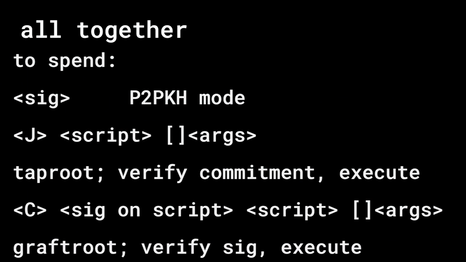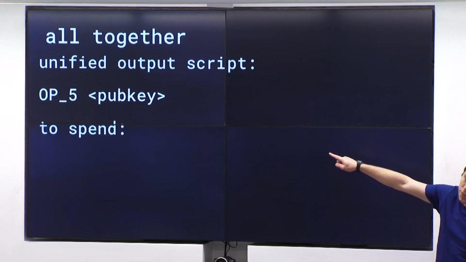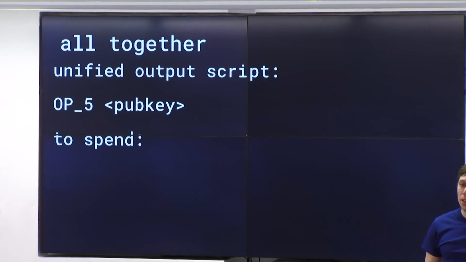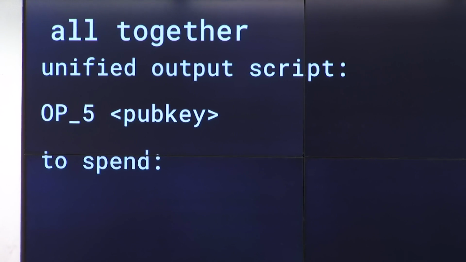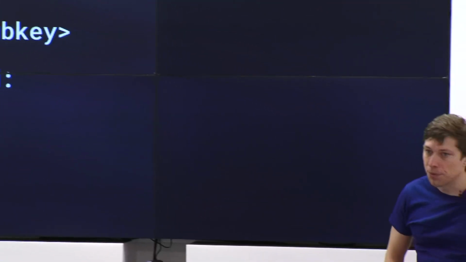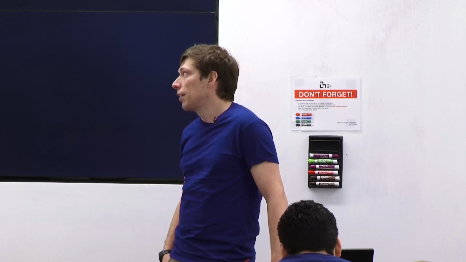Okay, so when this stuff was proposed, the argument was, hey, I don't want to spend to a public key. I want to spend to a public key hash because quantum computers are coming. And when the quantum computers come, if you know my pub key, you can just calculate my private key and take all my money. But if you only know my public key hash, a quantum computer doesn't help you there, right? You're not going to be able to compute the preimage of a hash with a quantum computer. That's true.